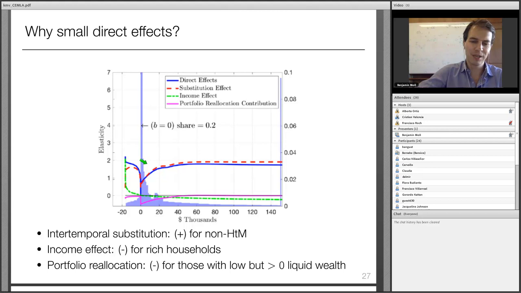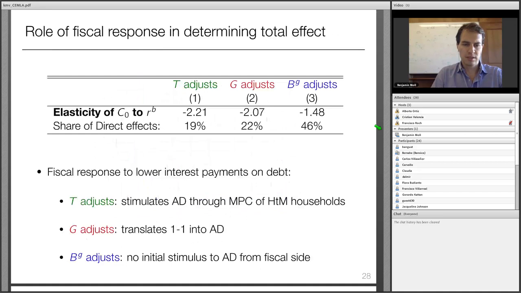Let me skip this. This is just about the fiscal policy. I've already said this. The overall effectiveness here depends quite a lot on the fiscal policy. That shouldn't be too surprising. So if fiscal policy responds to an expansionary monetary policy by cutting taxes, you get an extra impulse.